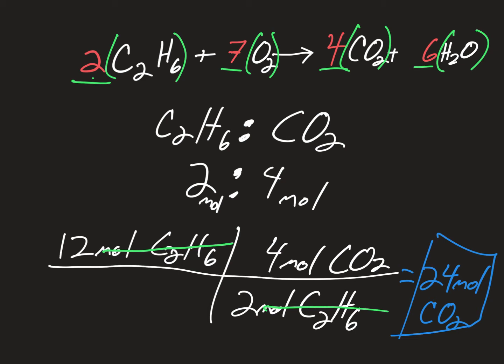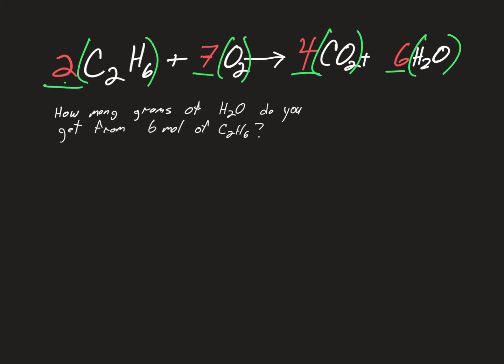Now, you might think, okay, well, I guess that's helpful for moles, but you also have to think that we do this a lot of times for how much we need to actually put in, something like grams of something. So you might get a question like this. How many grams of H2O or water do you get from 6 moles of ethane in the above equation? Well, to do that, I need 2 things. First, I need the mole-to-mole ratio of water to ethane.